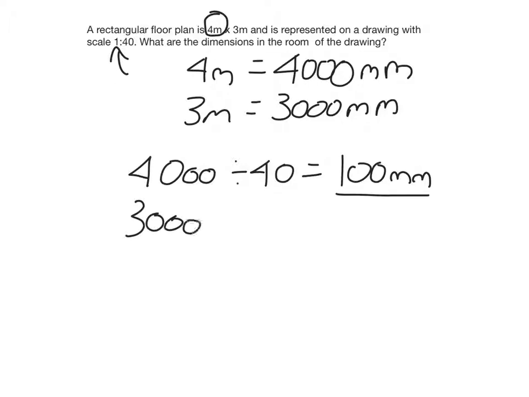I then do the same thing. 3,000 divided by 40, and I get 75 millimeters. So the width of this room, which is 3 meters in real life, will be 75 millimeters on the drawing.